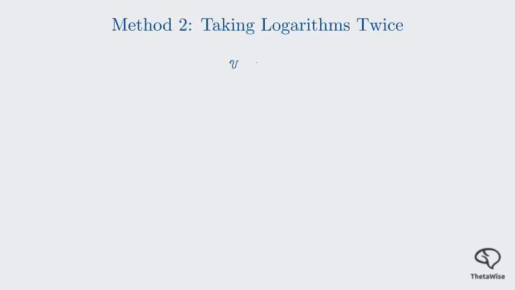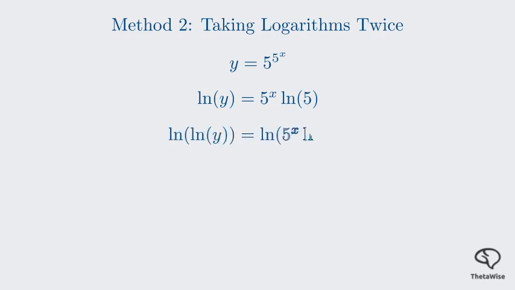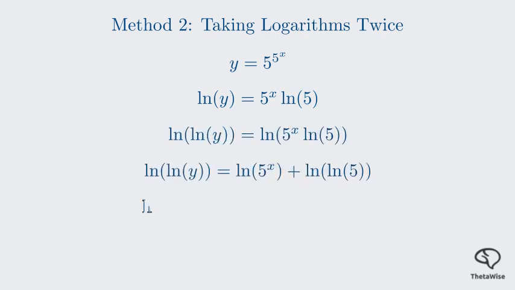Now let's explore method 2, which involves taking logarithms twice. This is an alternative approach. Again, we start with our equation y equals 5 to the power of 5 to the x. We take the first natural log, which simplifies to ln y equals 5 to the x times ln 5. The right-hand side is still a product with a variable in the exponent. To simplify this further, we can take the natural logarithm of both sides again. The logarithm of ln y becomes ln of ln y.